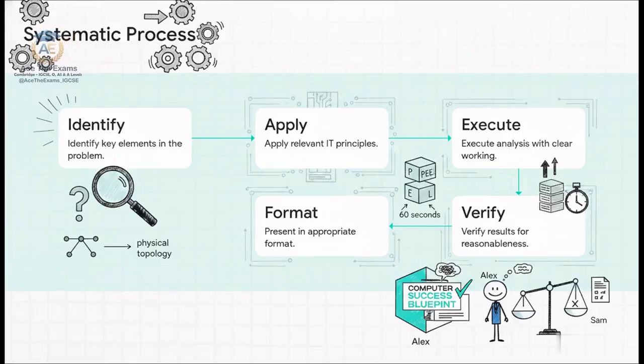As Alex and Sam apply these exact steps, you can literally see their paragraphs transform from a disjointed mess of random facts into cohesive, high-scoring arguments. The red pen marks vanish and the green check marks appear. They are actively applying the computer science success blueprint, and that changes everything.